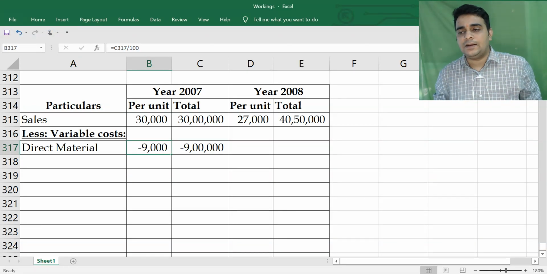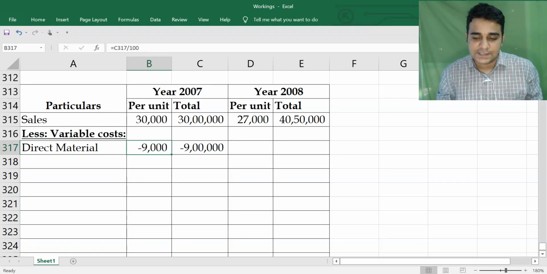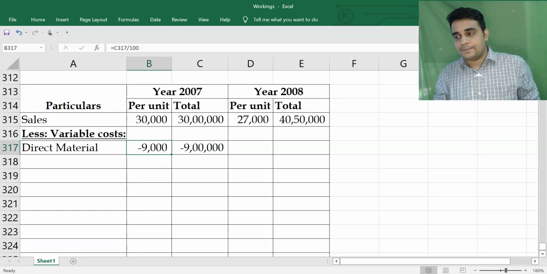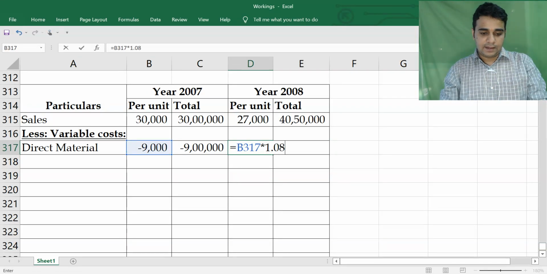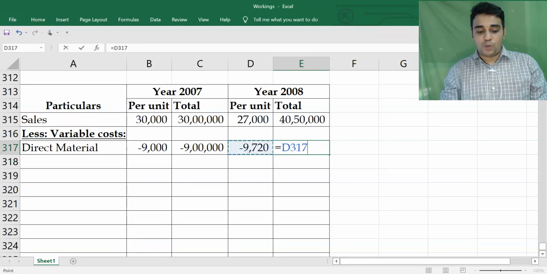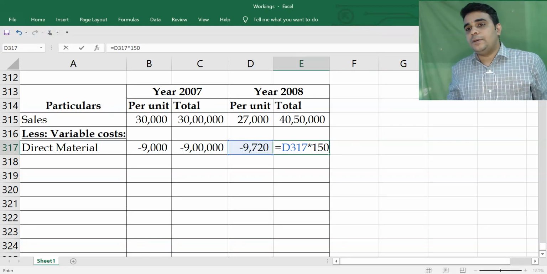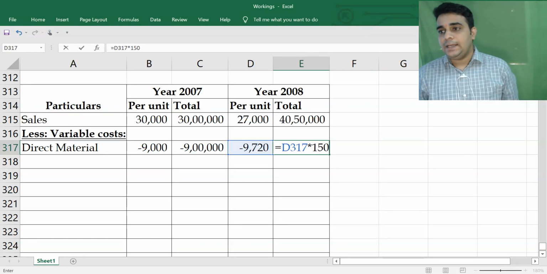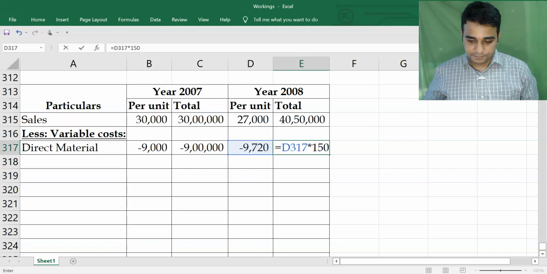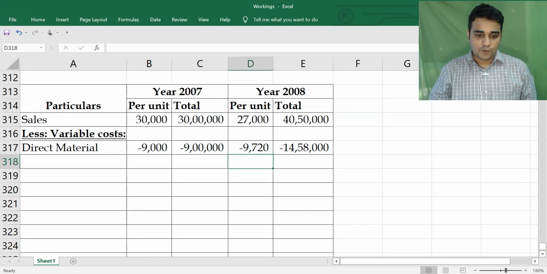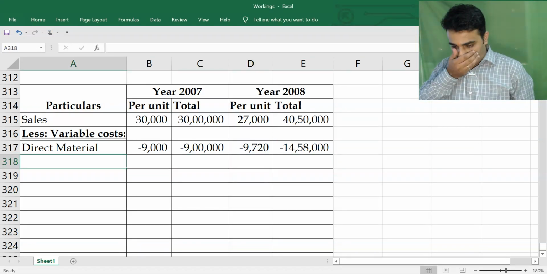Any changes in direct material? 8%. So should I do 9 lakh plus 8% or 9,000 plus 8%? 9,000 plus 8%. And this would be multiplied with 150 units. Last year we sold 100 units, this year 150 units. 14 lakh 58,000.